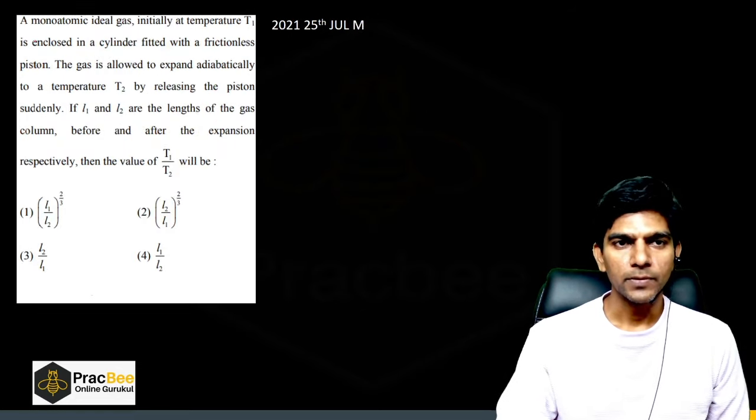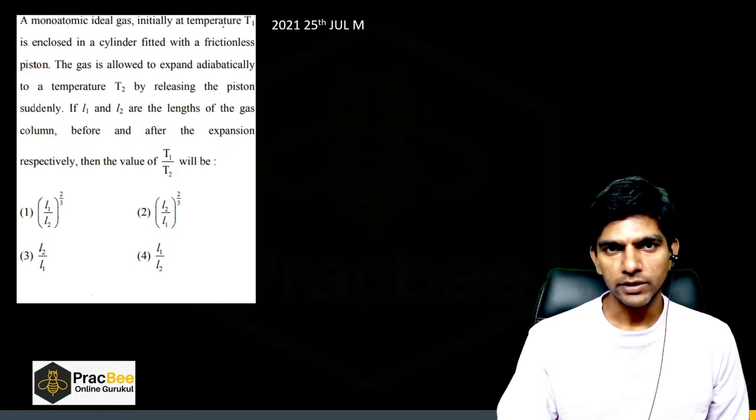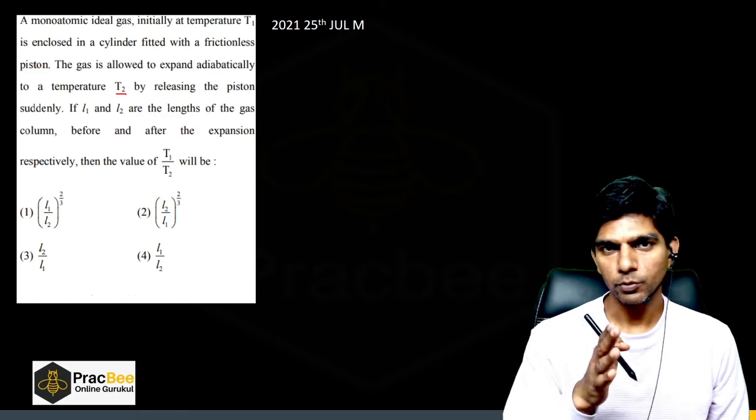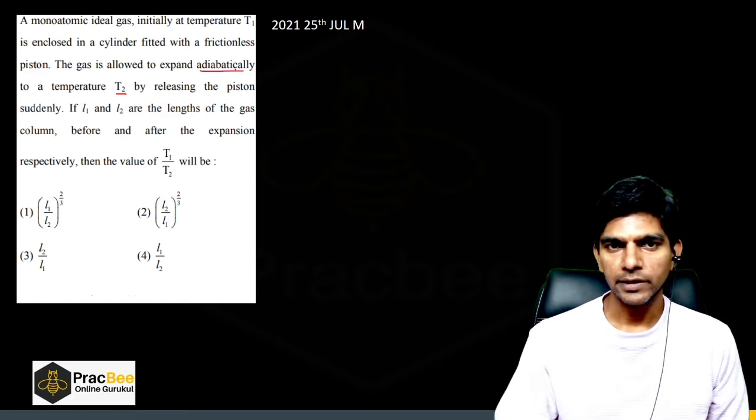Let us see one more case. A monatomic ideal gas initially at temperature T1 is enclosed in a cylinder fitted with a frictionless piston, and the gas is allowed to expand adiabatically to a temperature T2 by releasing the piston suddenly. So we have given releasing the piston suddenly, so it means it's a quick process and it's an adiabatic process.